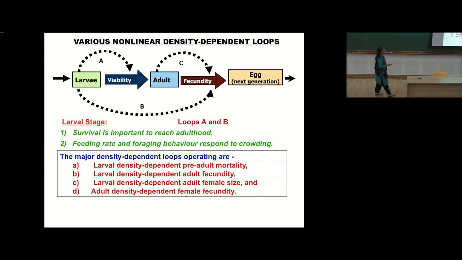So here are the density-dependent routes. I'm coming from very descriptive text step-by-step into a form where I can write a mathematical function. So, larval density-dependent pre-adult mortality, which means if the density of larvae is too much, then the viability goes down, so that the larvae die. Pre-adult mortality means the larvae are dying. Larval density-dependent adult fecundity. If the density is too much here, then the adults that result from those larvae don't lay enough eggs. Larval density-dependent female size. So less food. Females are the ones which will lay eggs. They are going to be thin. They won't be able to lay eggs. And then their female size and female fecundity.